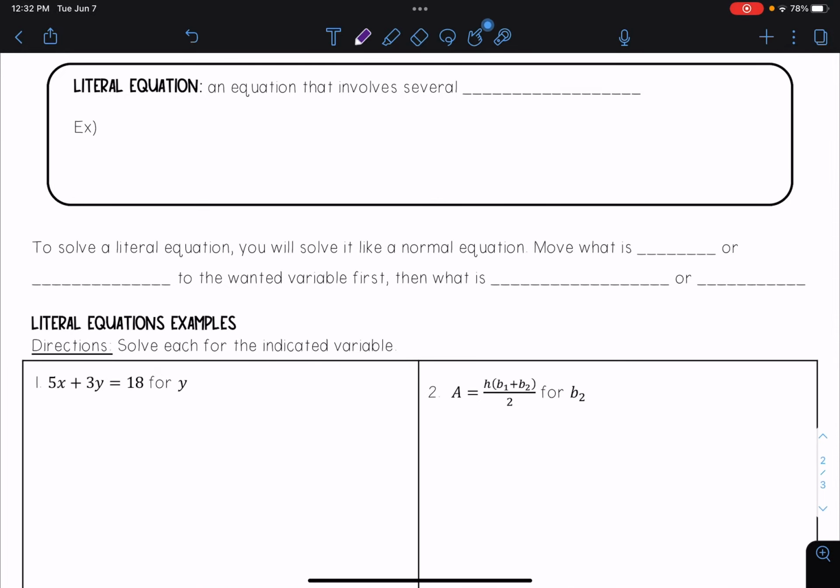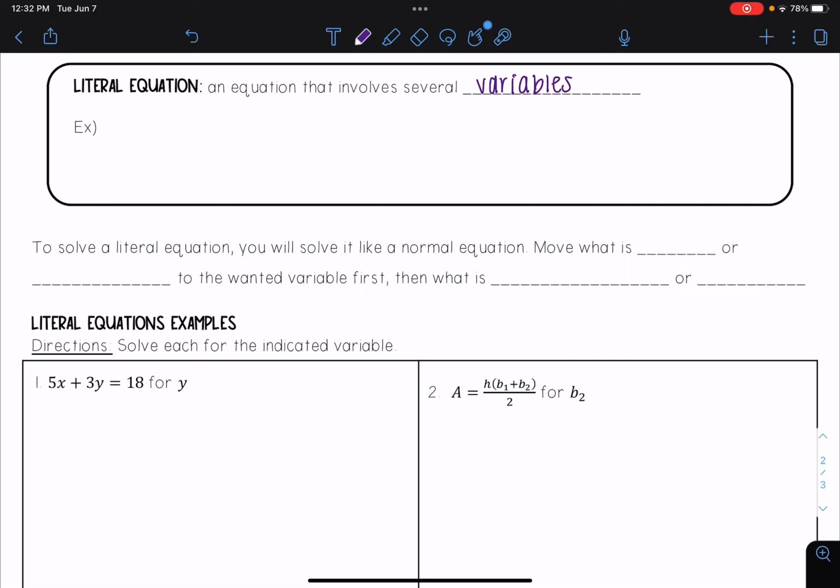In this video, we're going to be looking at literal equations, and a literal equation is an equation that involves several variables. So in previous videos, we looked at solving equations. There's always only one variable in it, whether that be x, y, any type of letter. A literal equation, on the other hand, has several letters in it. So a few examples would be a lot of formulas that we have.